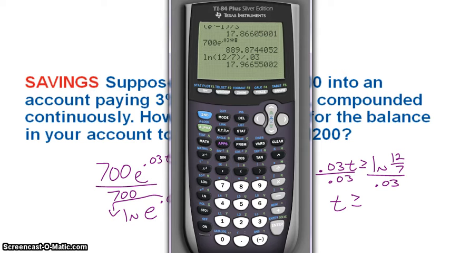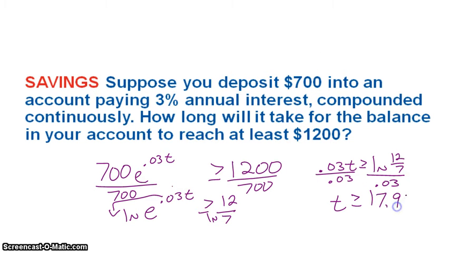I get 17.97 years. If you wanted to know exactly, it would be at that point you would take that decimal piece and multiply by the number of days in a year, so at about 18 years. If you wanted to check, you can always plug back in and double check that you are greater than or equal to 1,200 there.